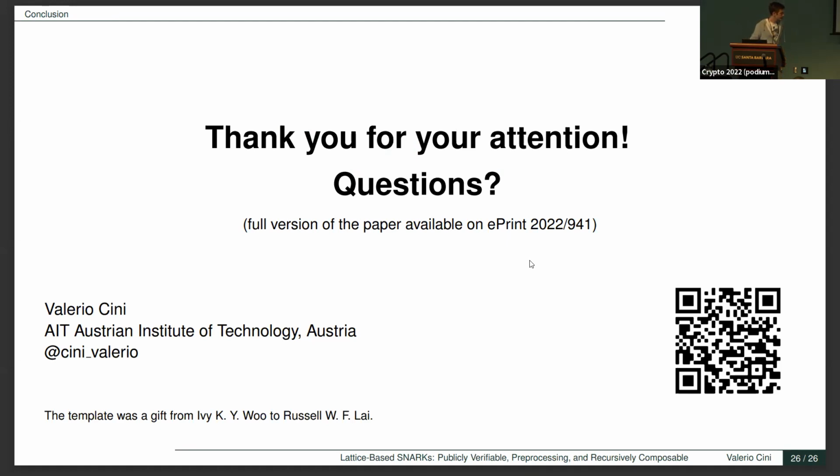Can you comment on whether you can extend your construction to achieve zero knowledge as well? Yeah, we tried, we're still working on it. We think it's doable, but not so easy.